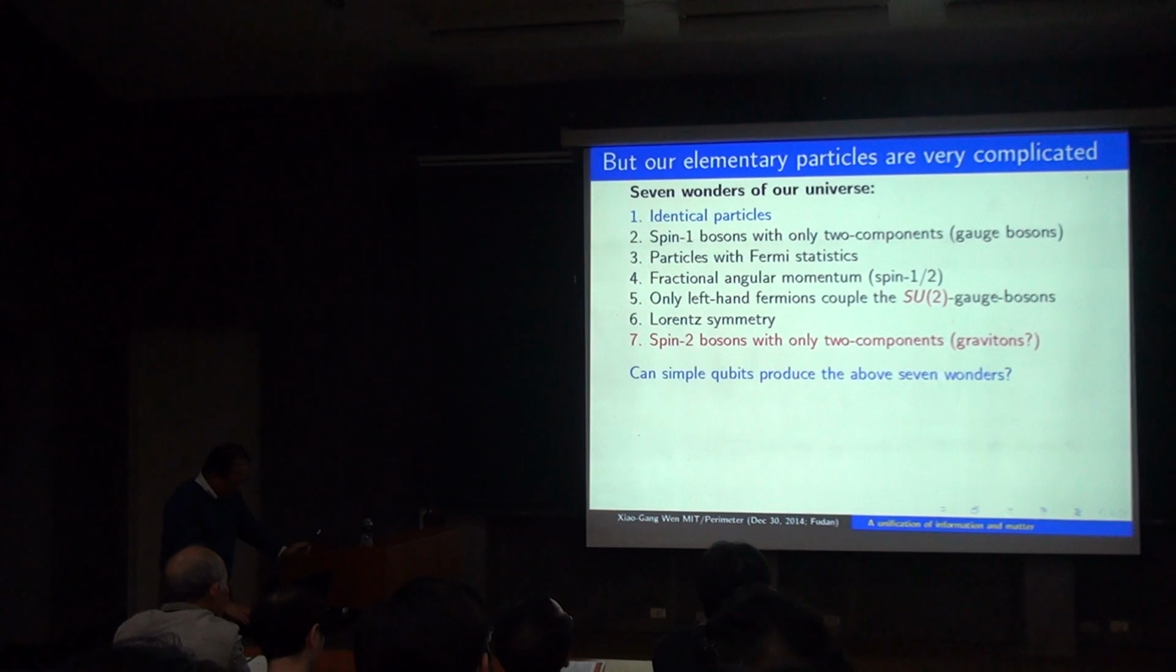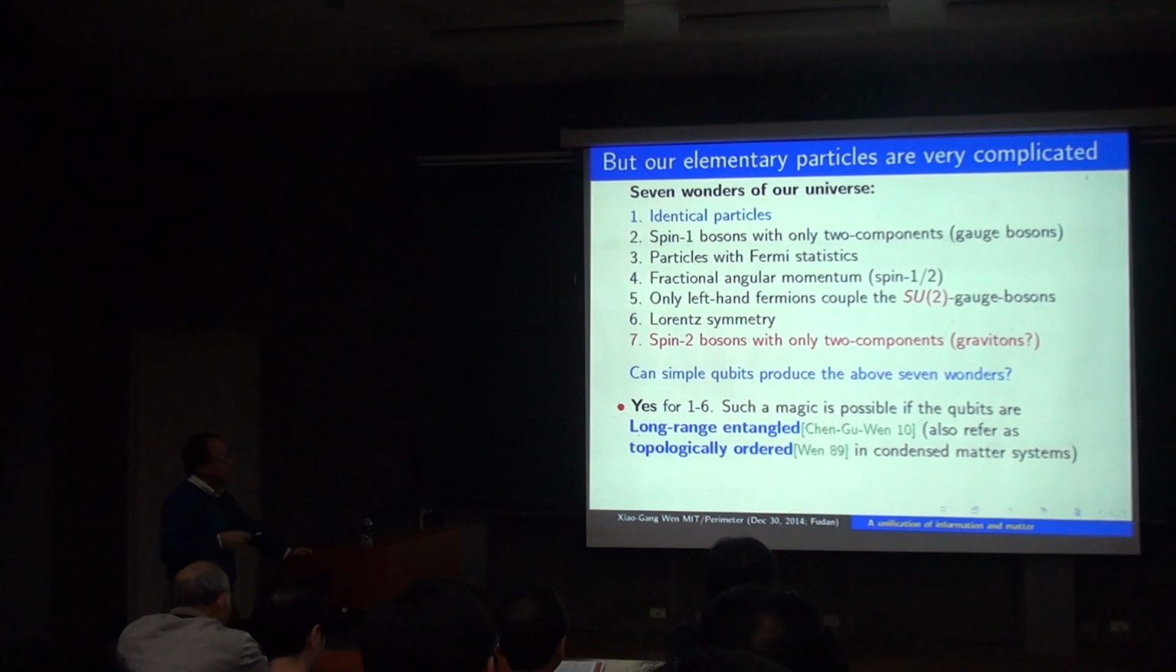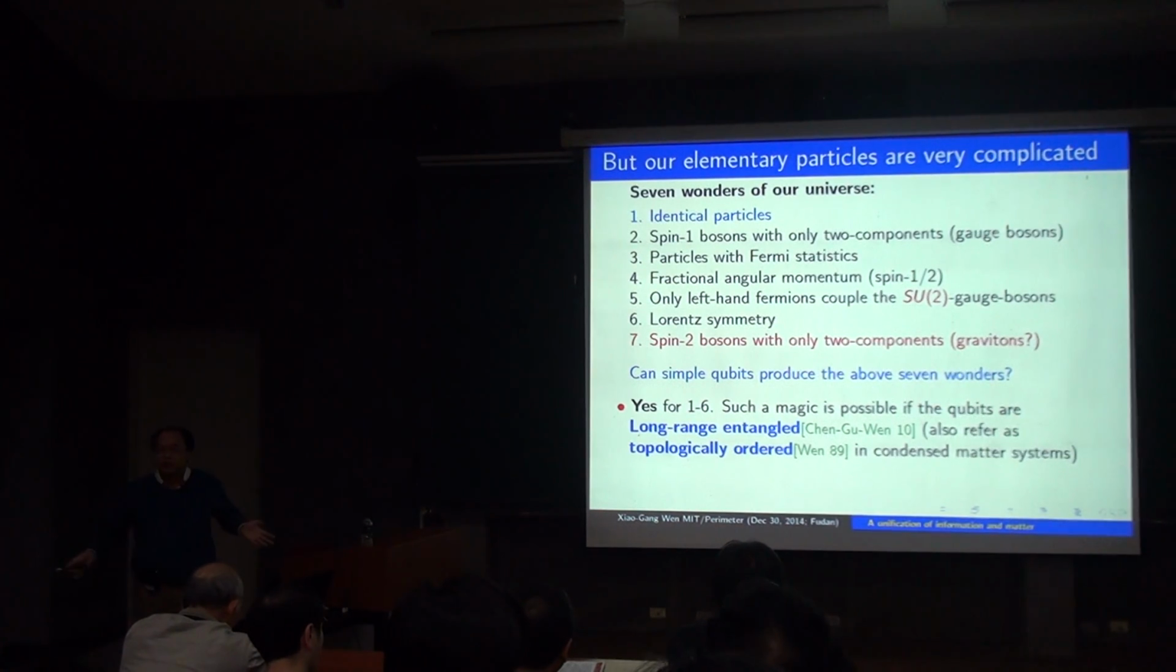So for a long time we thought, oh, this is hard. It seems impossible. Okay, and so actually in some recent, last 20 years or so, we feel that the answer is a kind of a yes. So actually the first 6, probably 6 wonders indeed can come from the qubits, provided that the qubits have a property called long-range entanglement. If the qubits have long-range entanglement, this collective motion of qubits can indeed produce these first 6 properties.